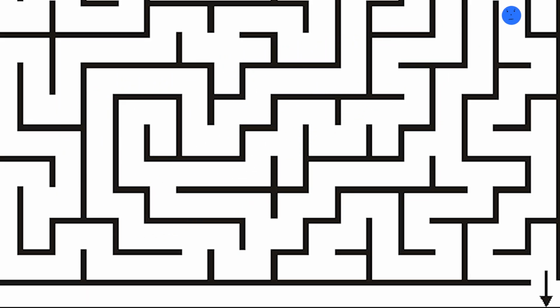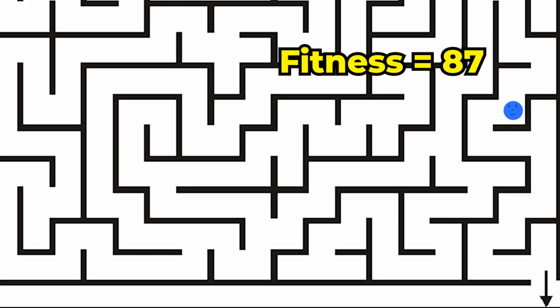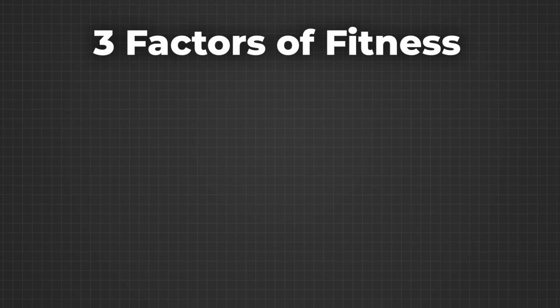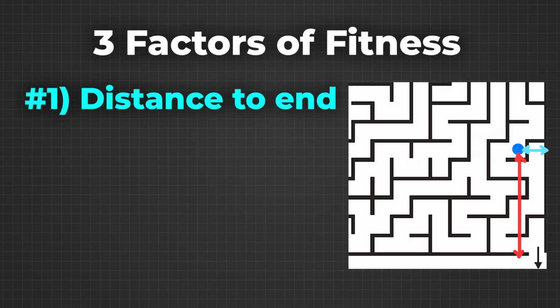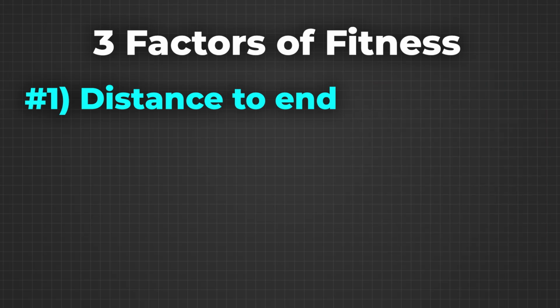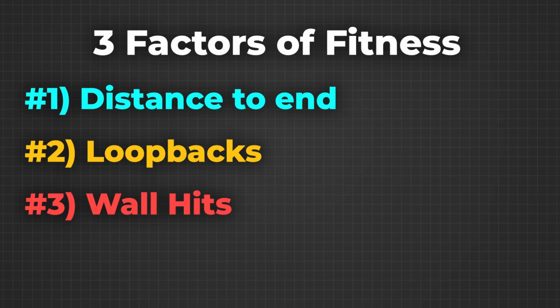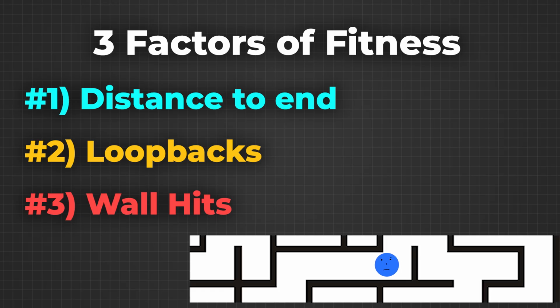Each Bob follows its DNA instructions until the end of the sequence, at which point we determine the Bob's fitness, assigning a score to how well it did in its lifetime. For this project, I took into account 3 factors when calculating the fitness score. Firstly, the Manhattan distance to the end of the maze, which tells us how close the Bob got to the goal. Secondly, the amount of loopbacks in the Bob's route, which penalizes the Bob for going backwards to discourage undoing its own progress. And finally, the amount of times the Bob hit a wall, which we also penalize the Bob for because that's stupid and also inefficient.